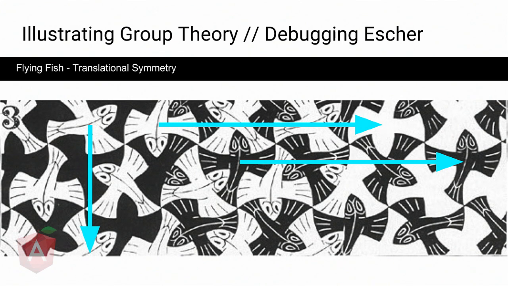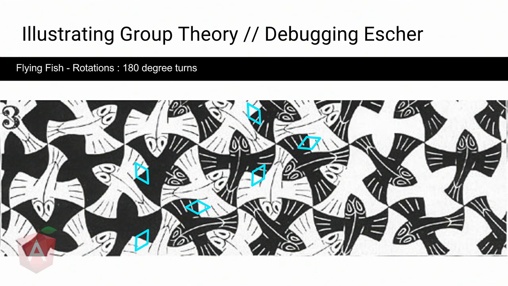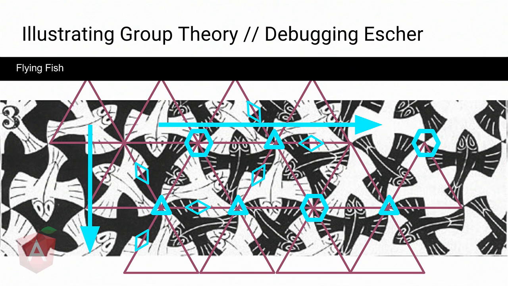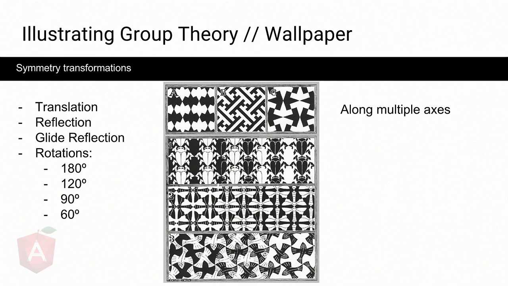All right, real quick, again, you see translation. Again, you see half turns. Do you see them? You could turn by 1/3 of a circle, by 1/6 of a circle, and this time the underlying grid is a grid of triangles. So these are the symmetry transformations of the wallpaper patterns.